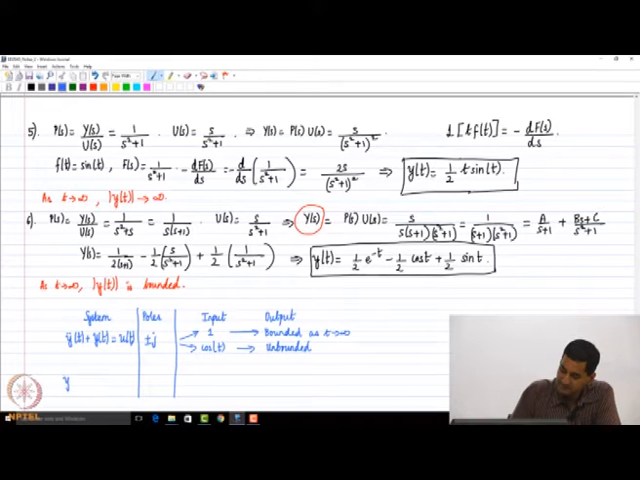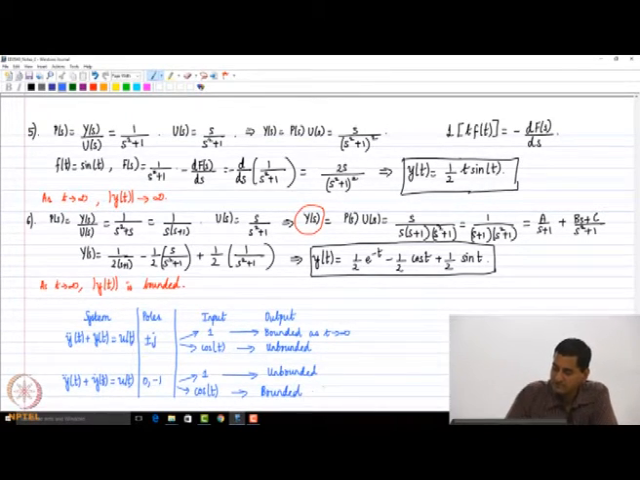Similarly, if we take this system y double dot t plus y dot t is equal to u of t, the poles were at 0 and minus 1. Here when we gave the input as the unit step input, the output was unbounded. On the other hand, when we give cos t, the output was bounded for all time t, right? Correct?